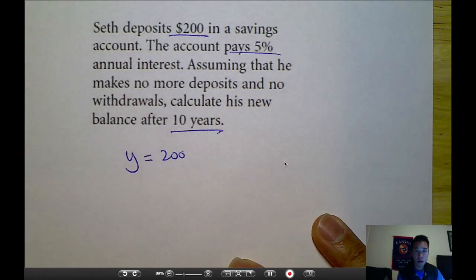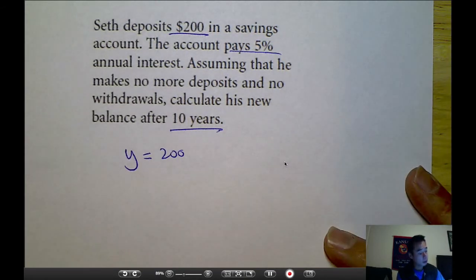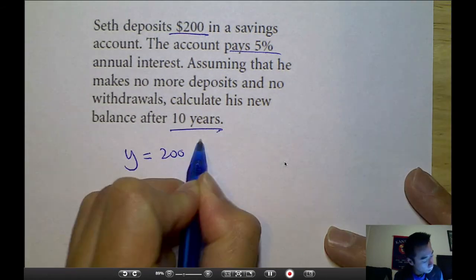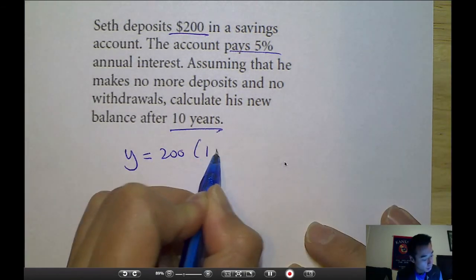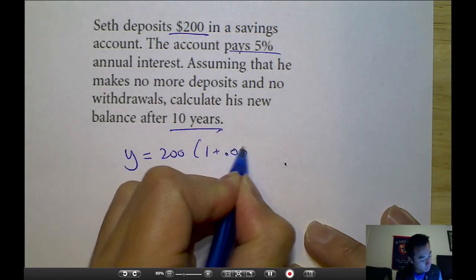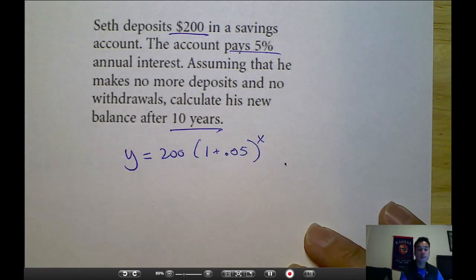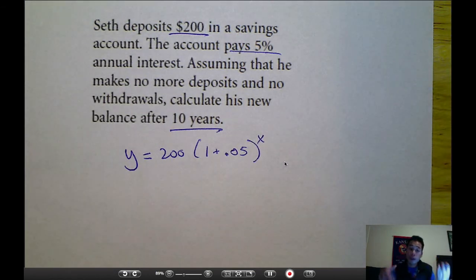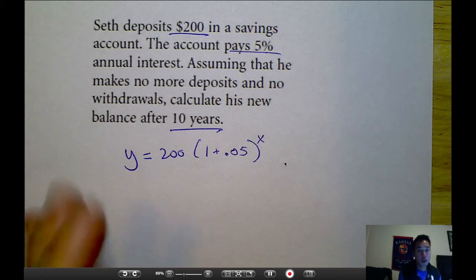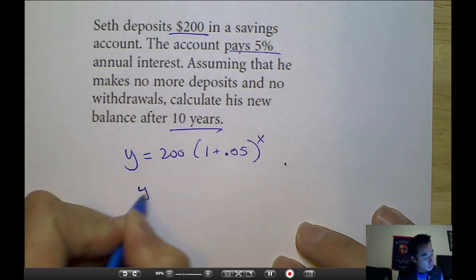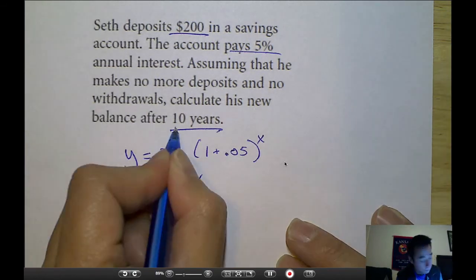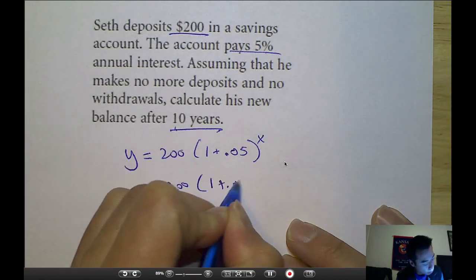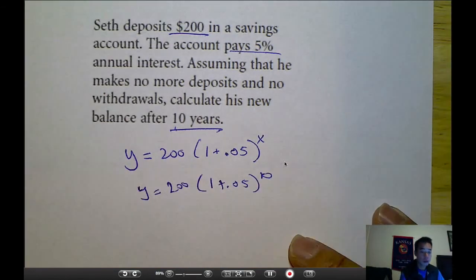200 is my initial value. It's how much I walk up to the counter and put into my account. I know that I'm going to have 100% of that $200, so that'll be 1 plus 5%, which is 0.05, to the power of x. This would be going from a formula to an equation, a mathematical model that models Seth's relationship with how much money he puts in and how much he gets back. So all I have to do is replace x with how much time has passed, and we're assuming it's 10 years like it says here. So it's going to be 1 plus 0.05 to the power of 10.